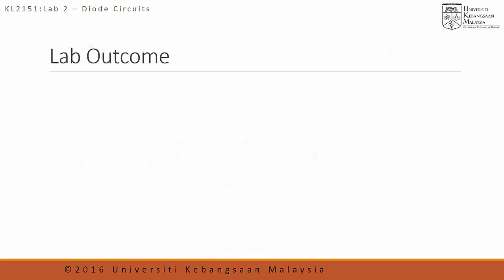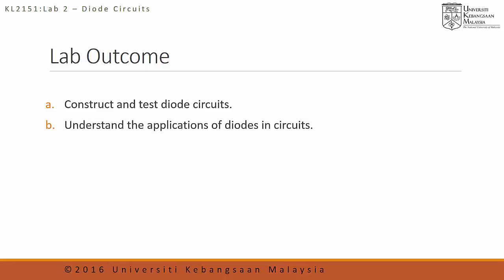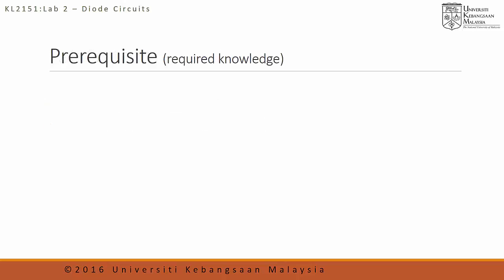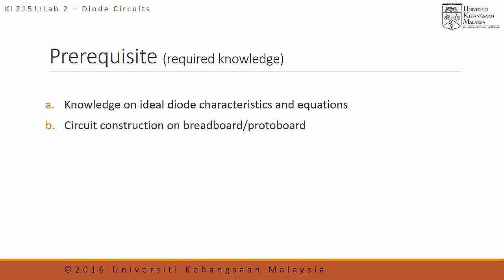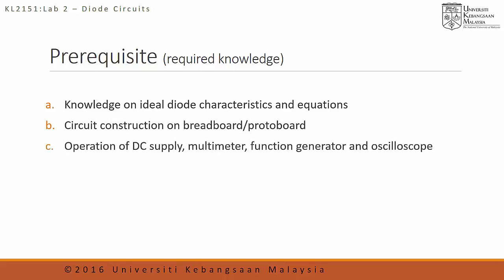Let's look at the lab outcome. By the end of this lab session, you should be able to construct and test diode circuits and understand the applications of diodes in circuits. The prerequisites for this lab session are knowledge on ideal diode characteristics and equations, circuit construction on breadboard or protoboard, and the operation of DC supply, multimeter, function generator, and oscilloscope.